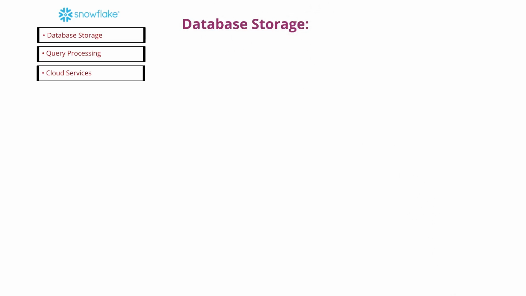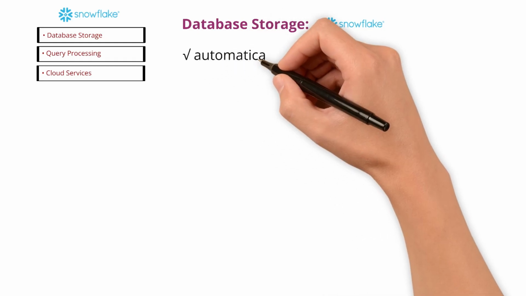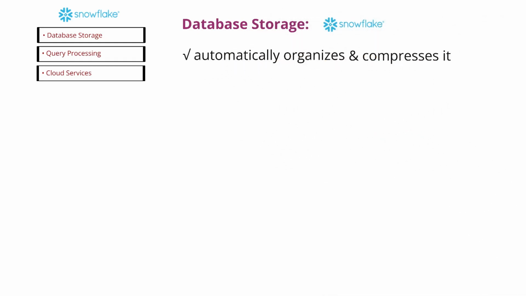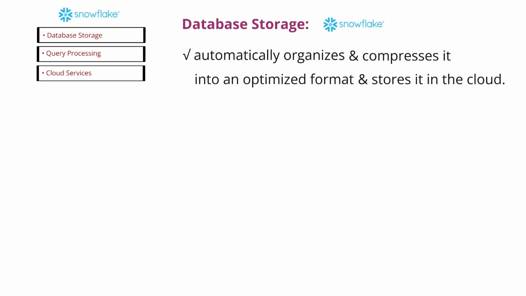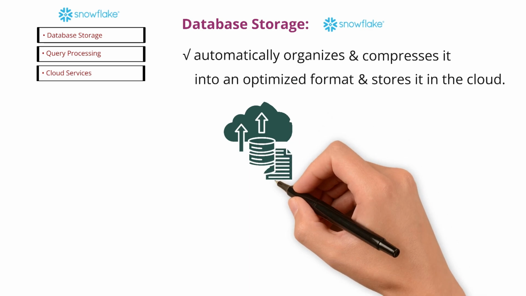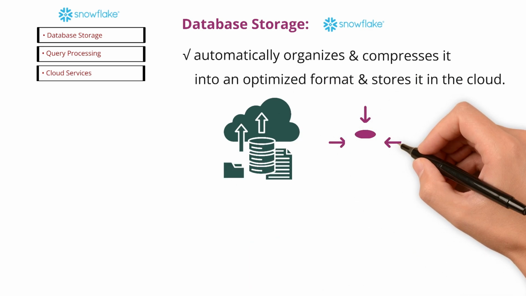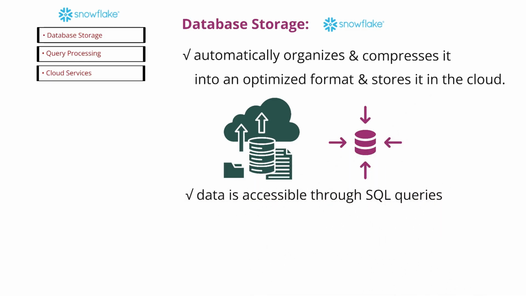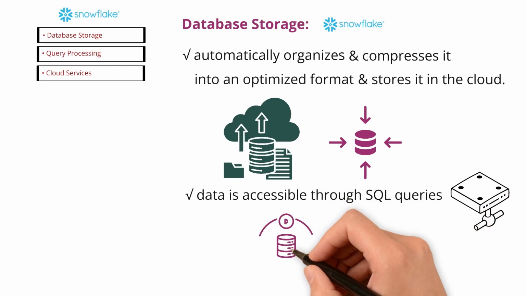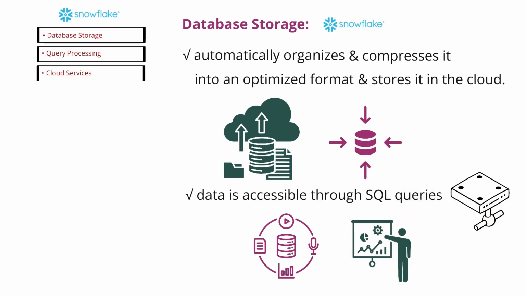Database storage. When you load data into Snowflake, it automatically organizes and compresses it into an optimized format and stores it in the cloud. Snowflake takes care of everything: how the data is stored, structured, and compressed. This centralized approach, where all the data is accessible through SQL queries, mirrors the shared disk architecture. You won't see the raw data directly, but you can access it using SQL.